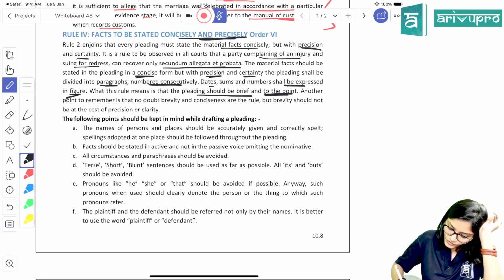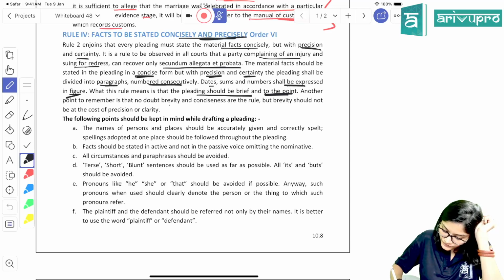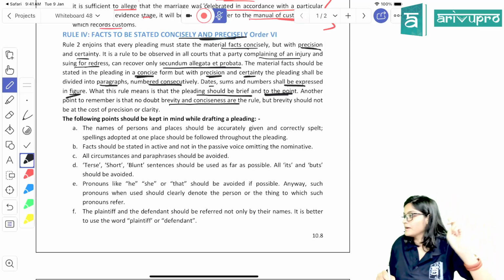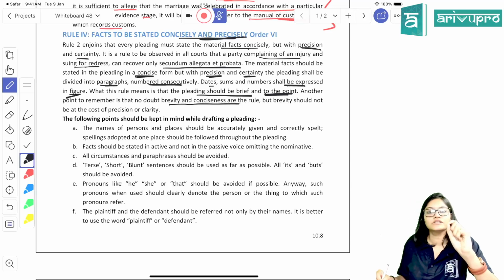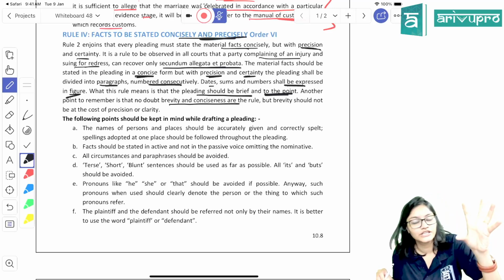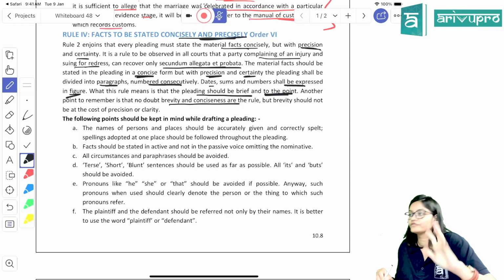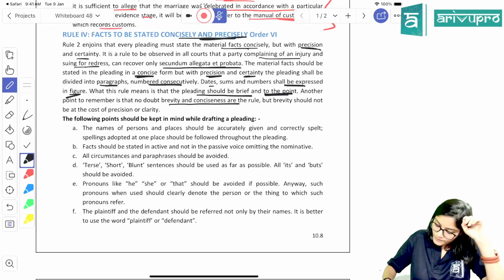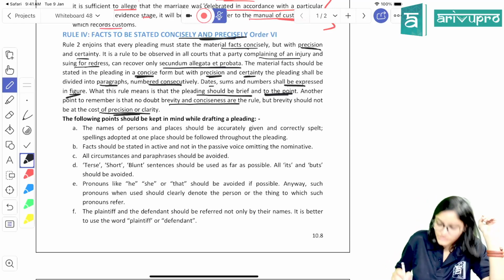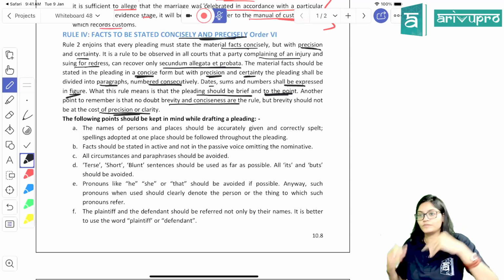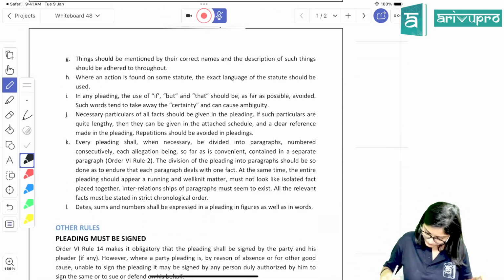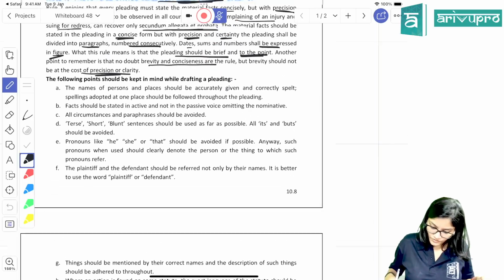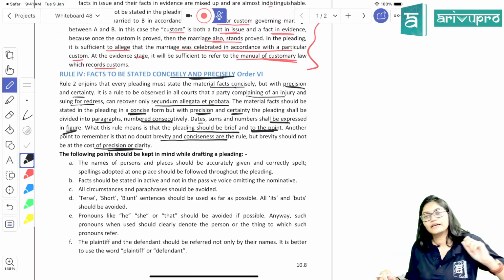Another point to remember is that no doubt brevity and conciseness are the rule. But in brief you have to explain, concisely you explain. But that does not mean that you give no clarifications, or you write only half of the things. Brevity should not be at the cost of precision or clarity. That does not mean that you write in any way. So that is your rule number 4: it should be concise and precise.